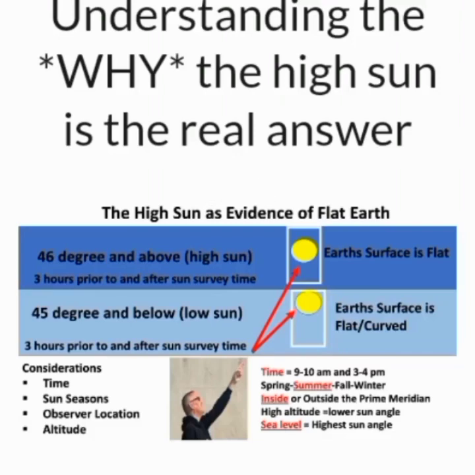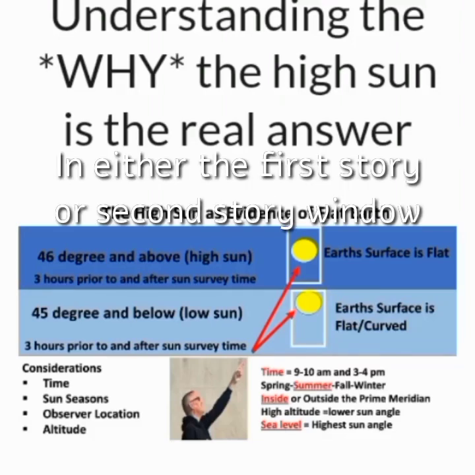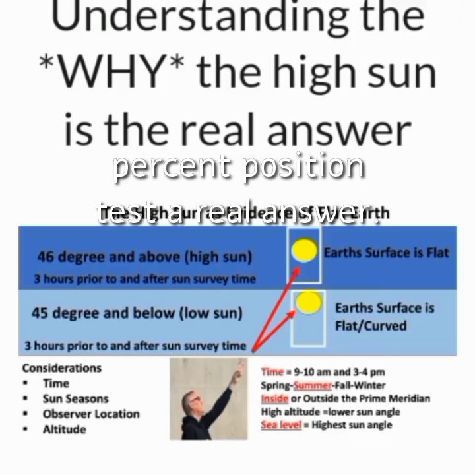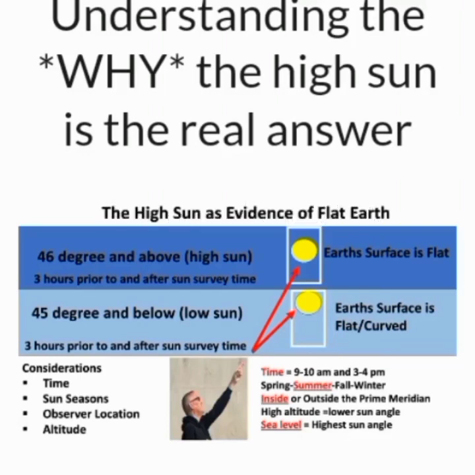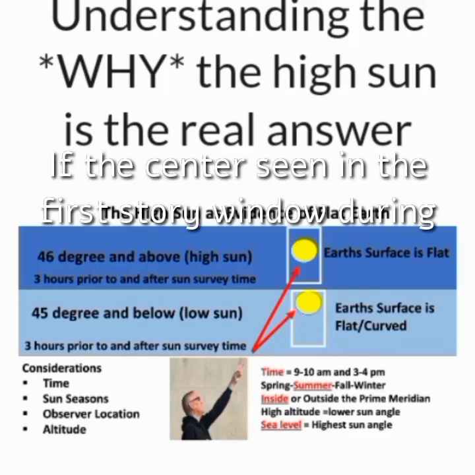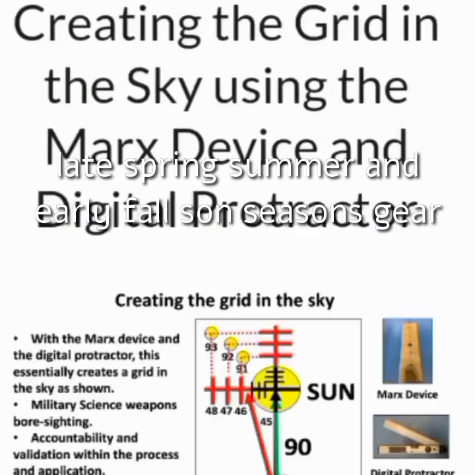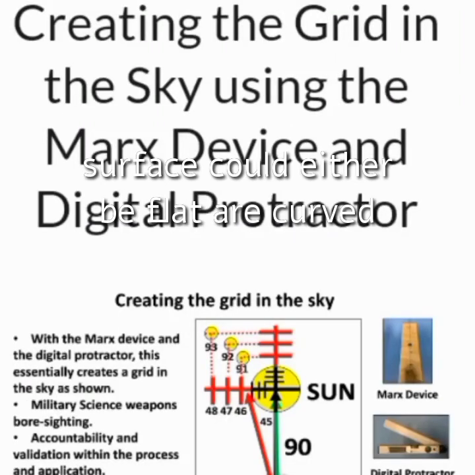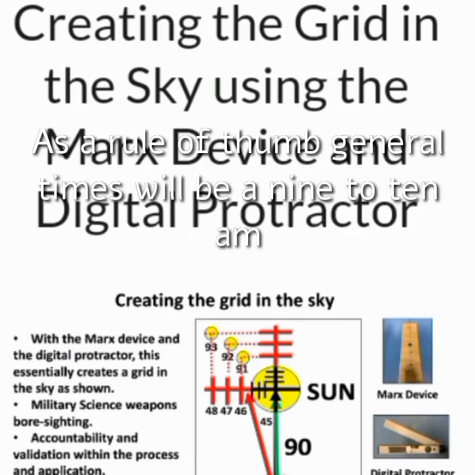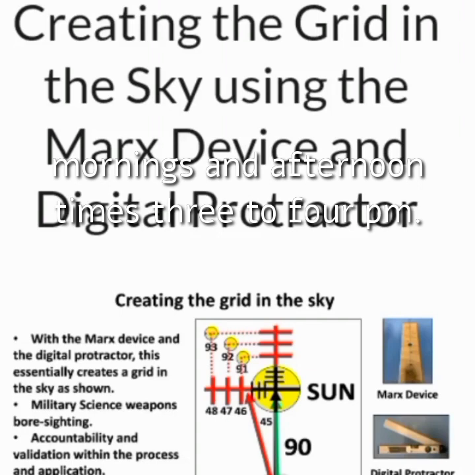It's as easy as seeing the Sun in either the first story or second story window. The Sun's position tells the real answer. If the Sun is seen in the first story window during late spring, summer, and early fall sun seasons, the Earth's surface could either be flat or curved. As a rule of thumb, general times will be 9 to 10 a.m. mornings, and afternoon times 3 to 4 p.m.